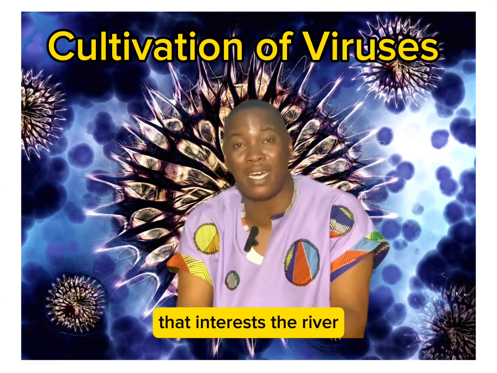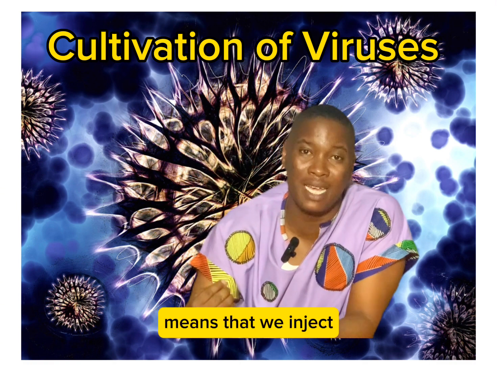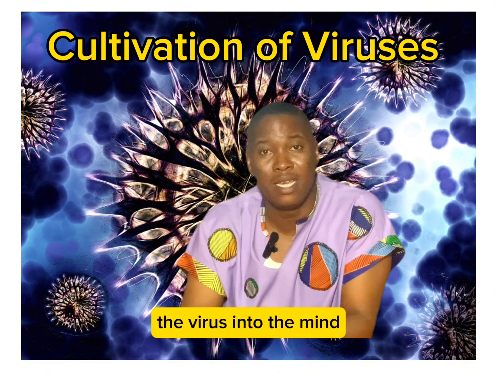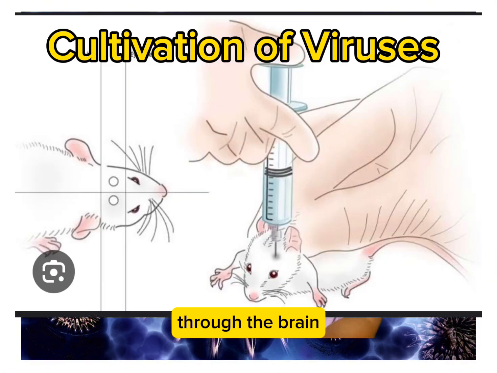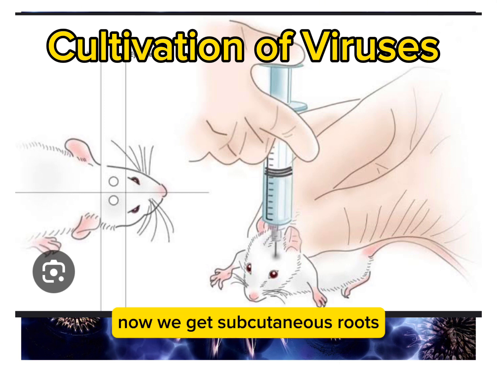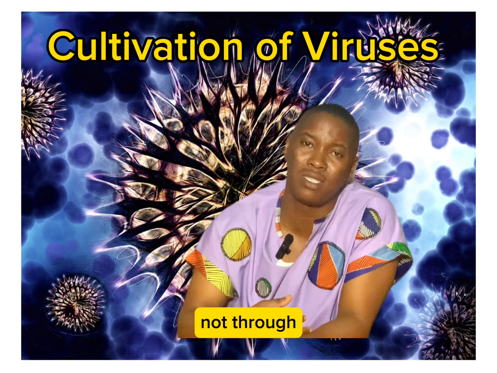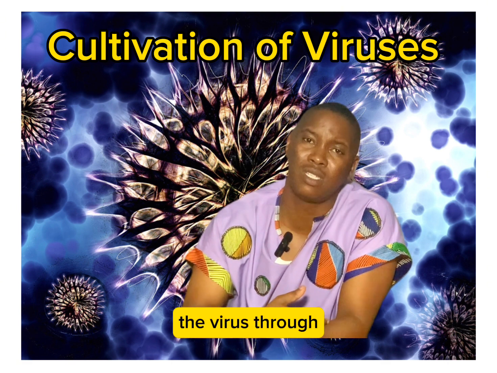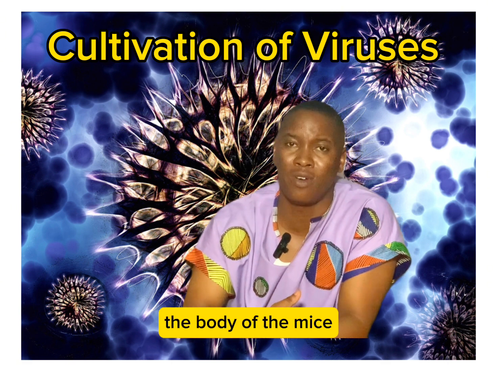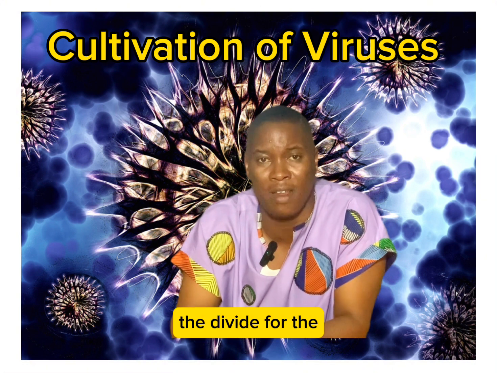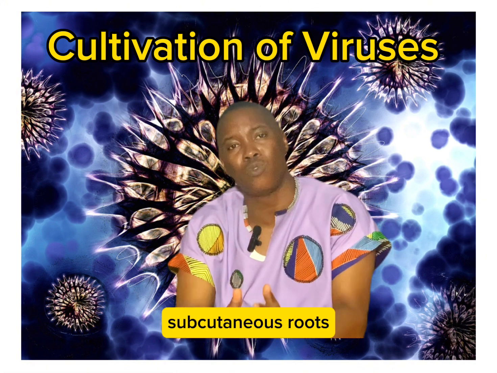The second one na intracerebral, meaning say we go inject or inoculate the virus into the mice through the brain, through the cerebrum, the brain. So we'll put am there. So that one na intracerebral route. Now we get subcutaneous route. Subcutaneous route na through the skin. So if we inject the virus through the skin of the mice, make it enter the body of the mice, come dey replicate, dey divide for there.